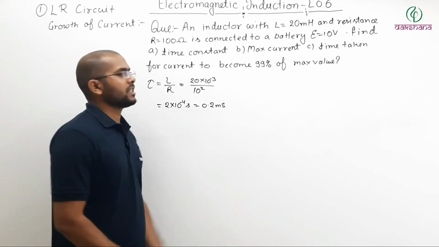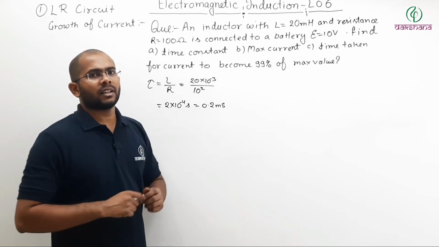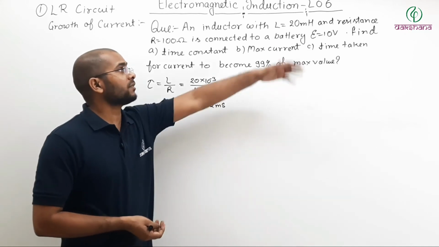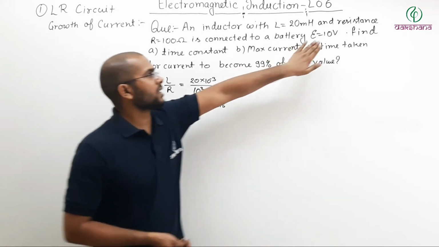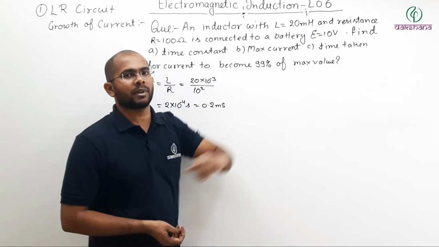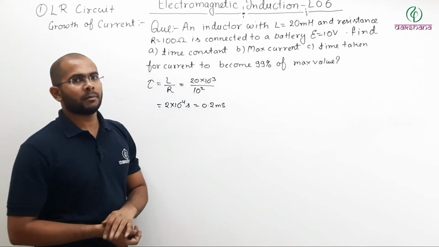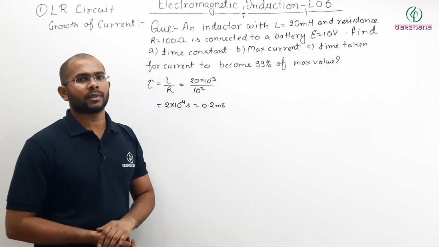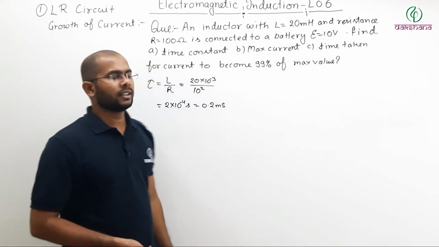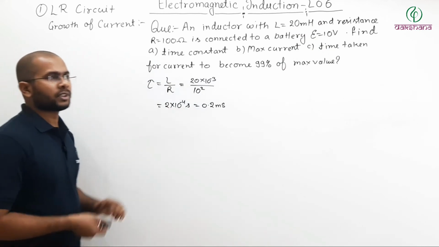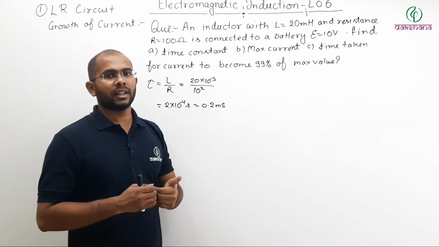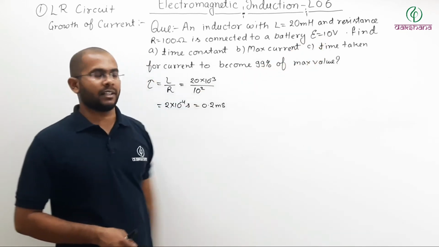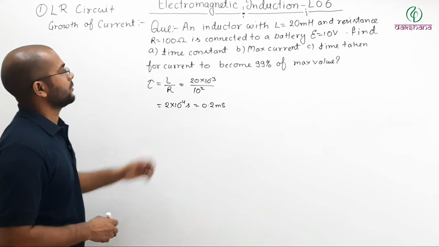Now, if you notice, time period of the LR circuit has nothing to do with how much EMF is induced, how much EMF is connected, battery. So let us say I take a battery of 100 volt EMF, then also time period will be same. If I take a battery of 1000 volt, then also time period will be same. If I take the battery of 2 volt, then also time period would be same. So time period of the LR circuit is independent of the EMF of the battery connected. Okay, so that is your time period.